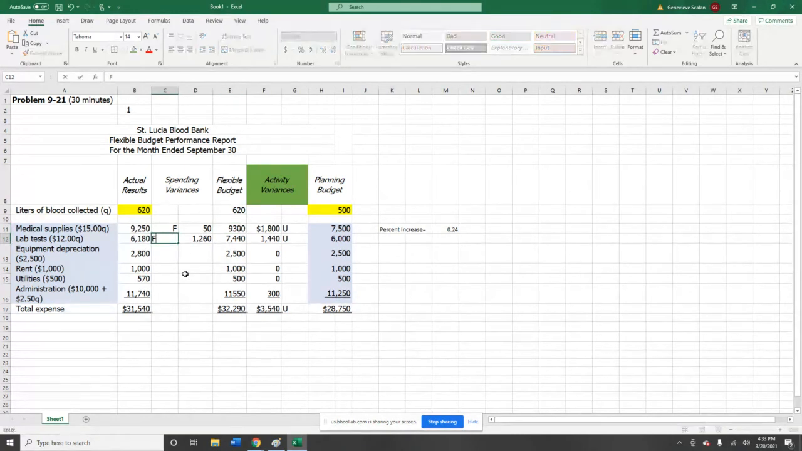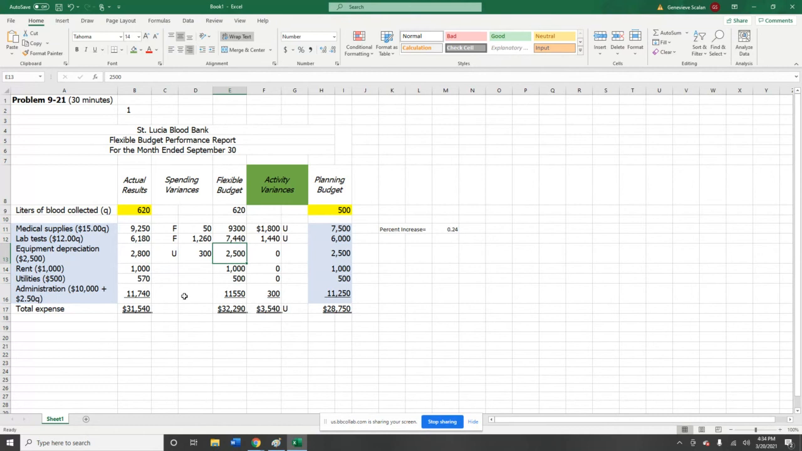Same thing with lab tests, right? We predicted 7,440, but we actually spent 6,120. Those are equal to 2,500 minus 2,800. So that's unfavorable, right? When a cost is higher. I guess I shouldn't put a sign on that. But we actually spent more than we imagined we would, which is kind of weird.